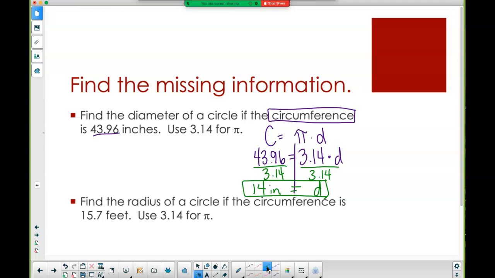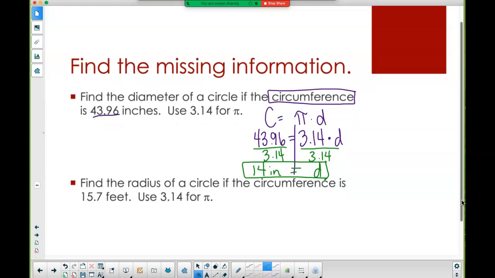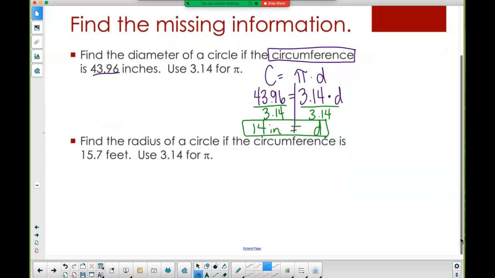Okay, the second one's a little bit different. The second one says find the radius of a circle if the circumference is 15.7. Does that mean I start with a different formula? No. You guys, it still tells me that I'm working with circumference. So I still need to start with that formula. C equals pi times diameter. Okay, we're starting with that formula.